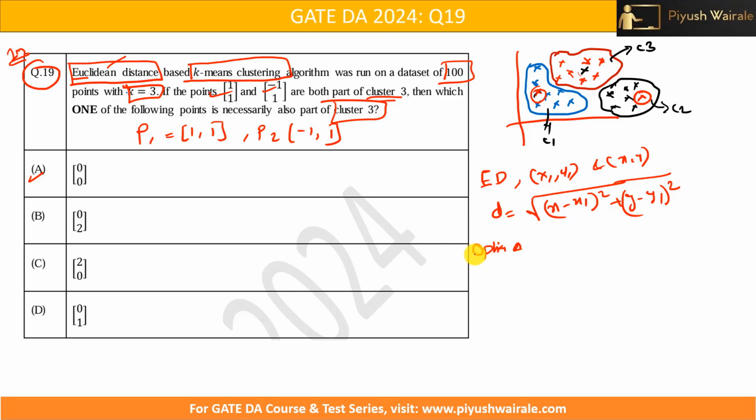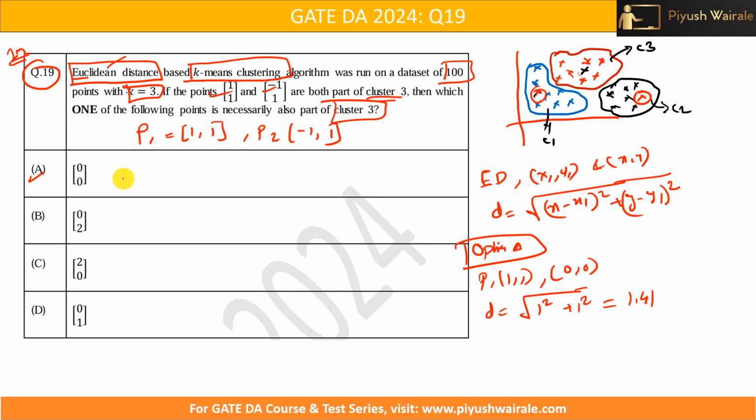Let's go for option A. In this type of question, you have to go option-wise. There is no shortcut to that. First I am finding the distance from P1, that is (1,1), to my point, which is (0,0). The distance is: (1 minus 0) square, that is 1 square, plus (1 minus 0) square, that is 1 square, so under root of 2, that is 1.41.